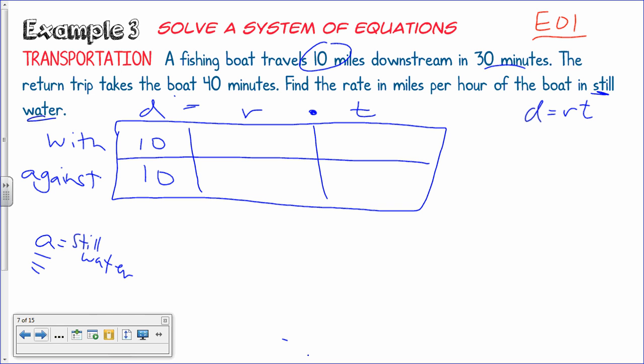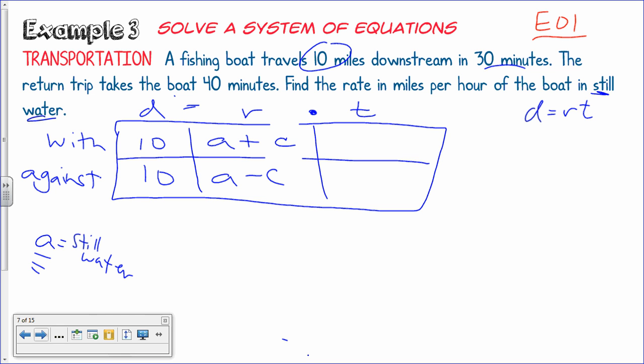You with me? Okay, so my rate here is going to be A, the still water, plus C. I probably need to go ahead and put C for what? Current, get it. Okay? This is the velocity of the boat plus the current. Gives me the total rate. Coming back is how fast the boat goes, and then I gotta subtract the current. Y'all see that?